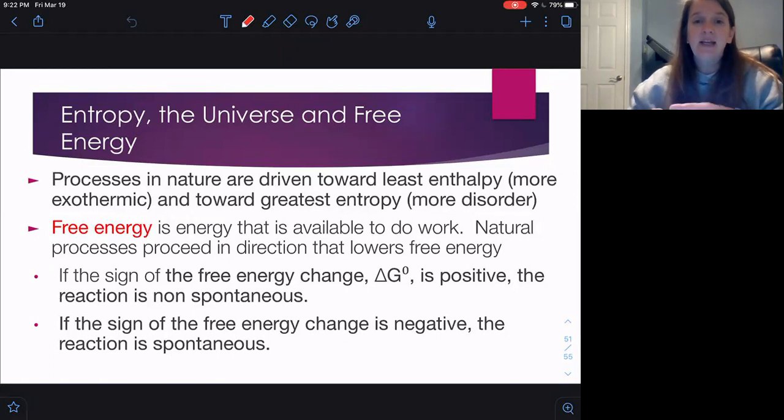Now, if the sign for our delta G, our free energy, is positive, that means that the reaction is not spontaneous or not thermodynamically favorable. If the sign for our delta G, our free energy, is negative, that means that the free energy is being lowered, then our reaction is spontaneous or thermodynamically favorable.